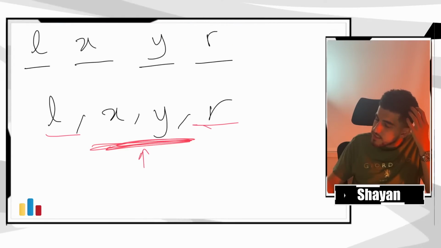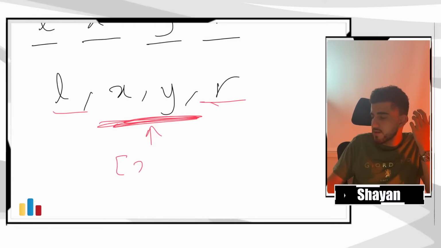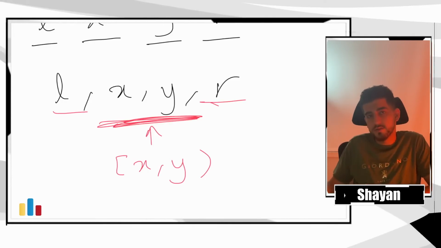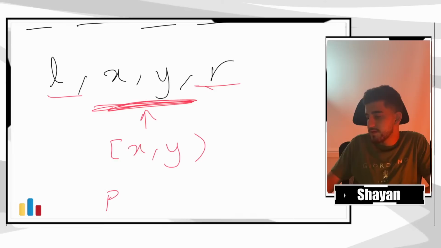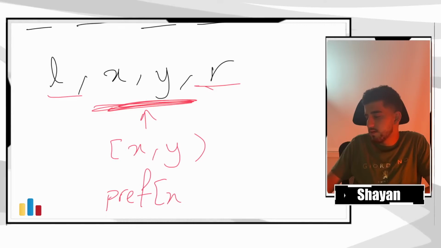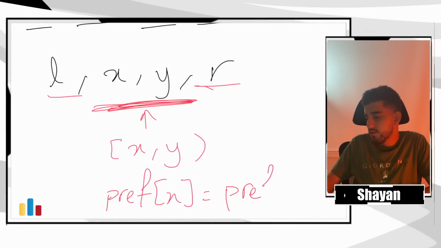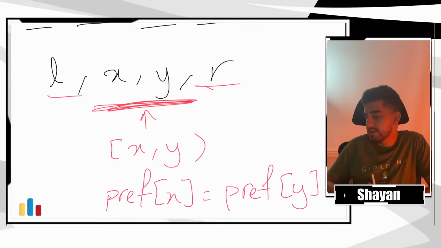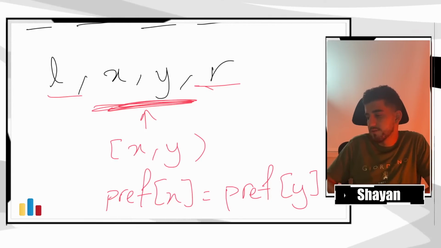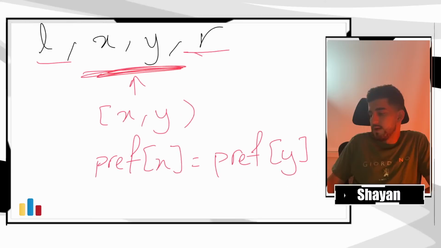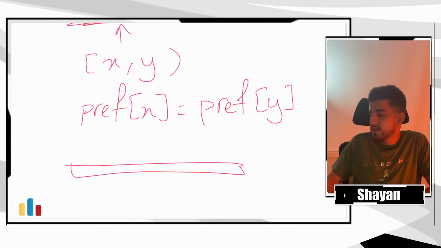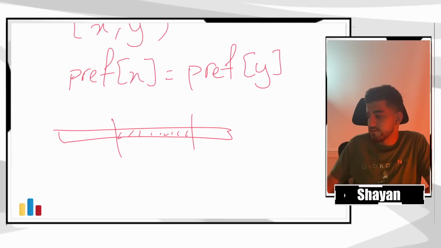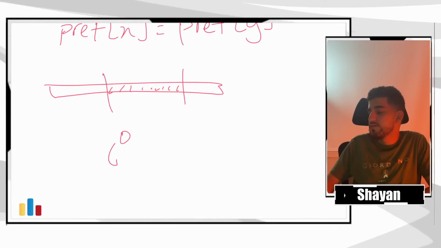And what is the condition that X and Y must have? If we are talking about the inclusive exclusive interval from X to Y, we need to have that prefix of X must be equal to prefix of Y. We must have this, right? Because this means that the sum in this interval is 0. And do not forget that I first constructed an array out of my string. Whenever I had 0, I've written 1 instead.